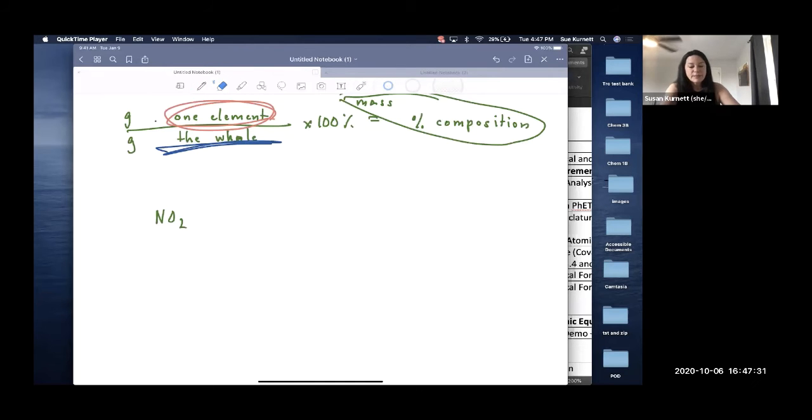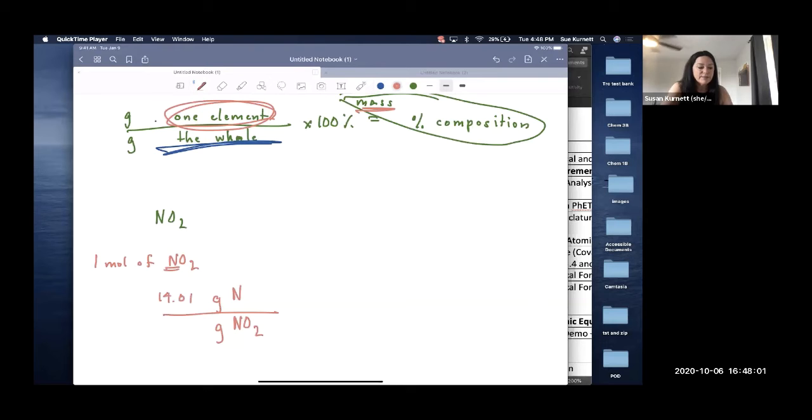And we're going to do this because it's going to be a mass percent. We're going to do it in grams. So I look on my periodic table and I say, if I had 1 mole of nitrogen dioxide, how many grams of nitrogen would I have? And how many grams of everything would I have? So for nitrogen, I would have 14.01 grams. There'd be 1 mole of nitrogen and 1 mole of nitrogen dioxide. And then for the grams of everything, I just need the molar mass.